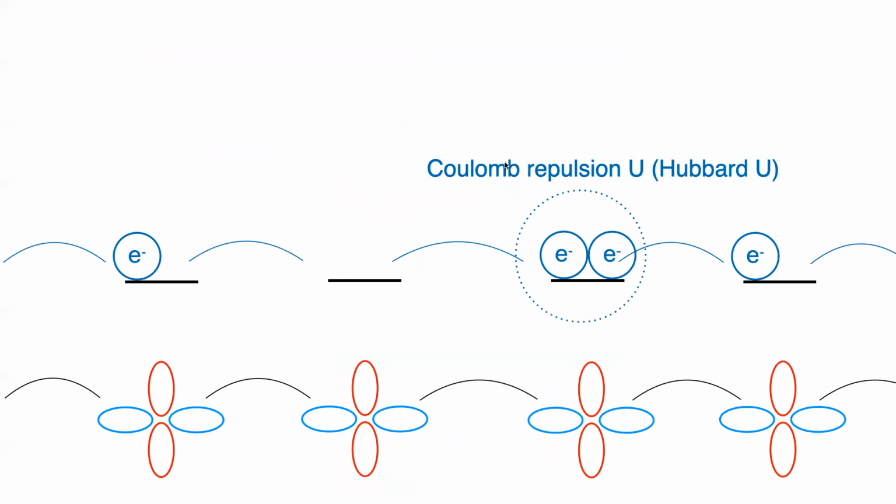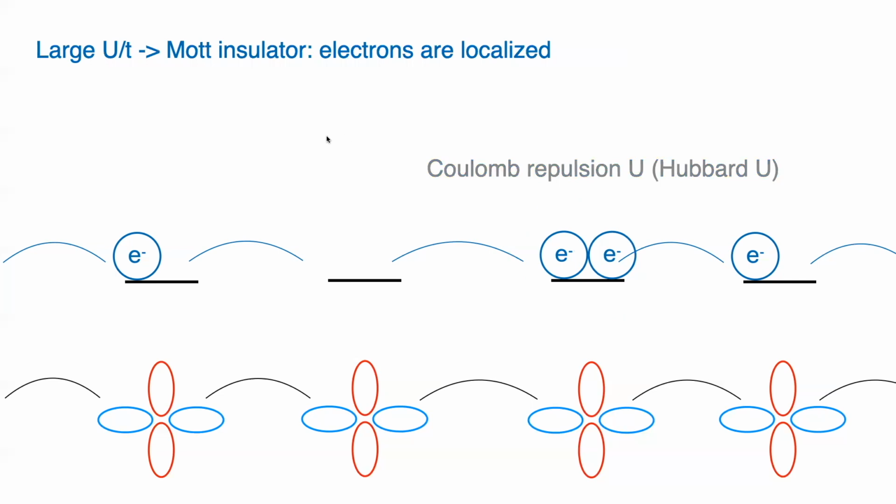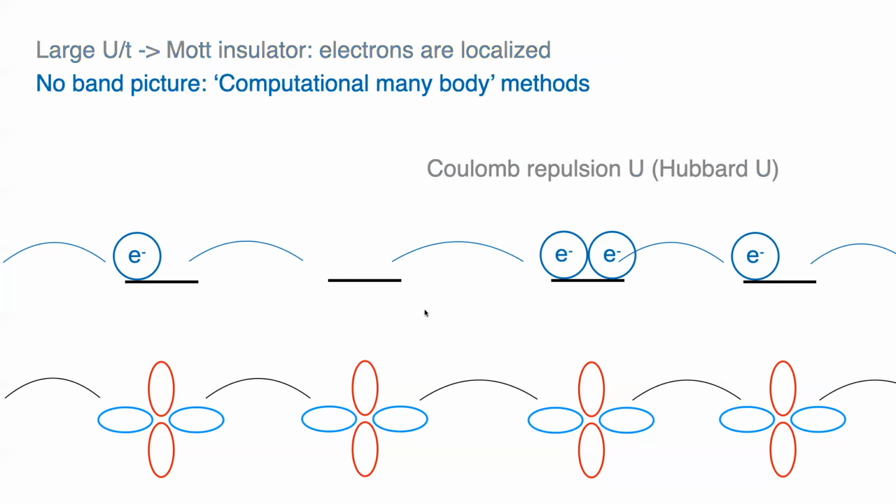So how do we think of that? Well, one way to think of that is the fact that there will be a Coulomb repulsion, usually called U or Hubbard U, that prevents two electrons from occupying the same orbital, right? So for a large U over T, you have a Mott insulator. So the electrons are localized, and even though there is a finite T, and in principle, it should have this half-filled band, you do have an insulator.